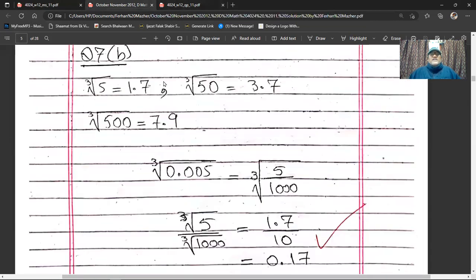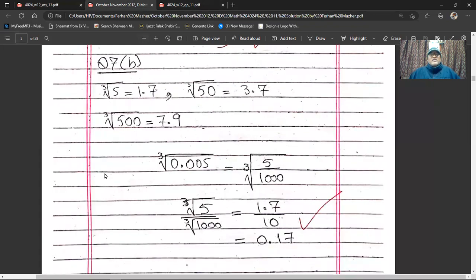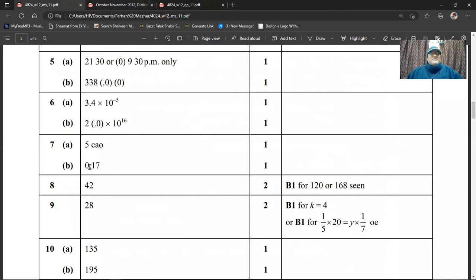I will remove that decimal. So the cube root of 0.005 will be the cube root of 5 by 1000. So the cube root of 5 and the cube root of 1000. Cube root of 5 is given, it is 1.7. Cube root of 1000 is 10, because 10 multiplied by 10 multiplied by 10 is 1000. So 1.7 divided by 10, the decimal will move one step to the left. So 0.17. Question number 7, B part, 0.17 is the right answer, sir.